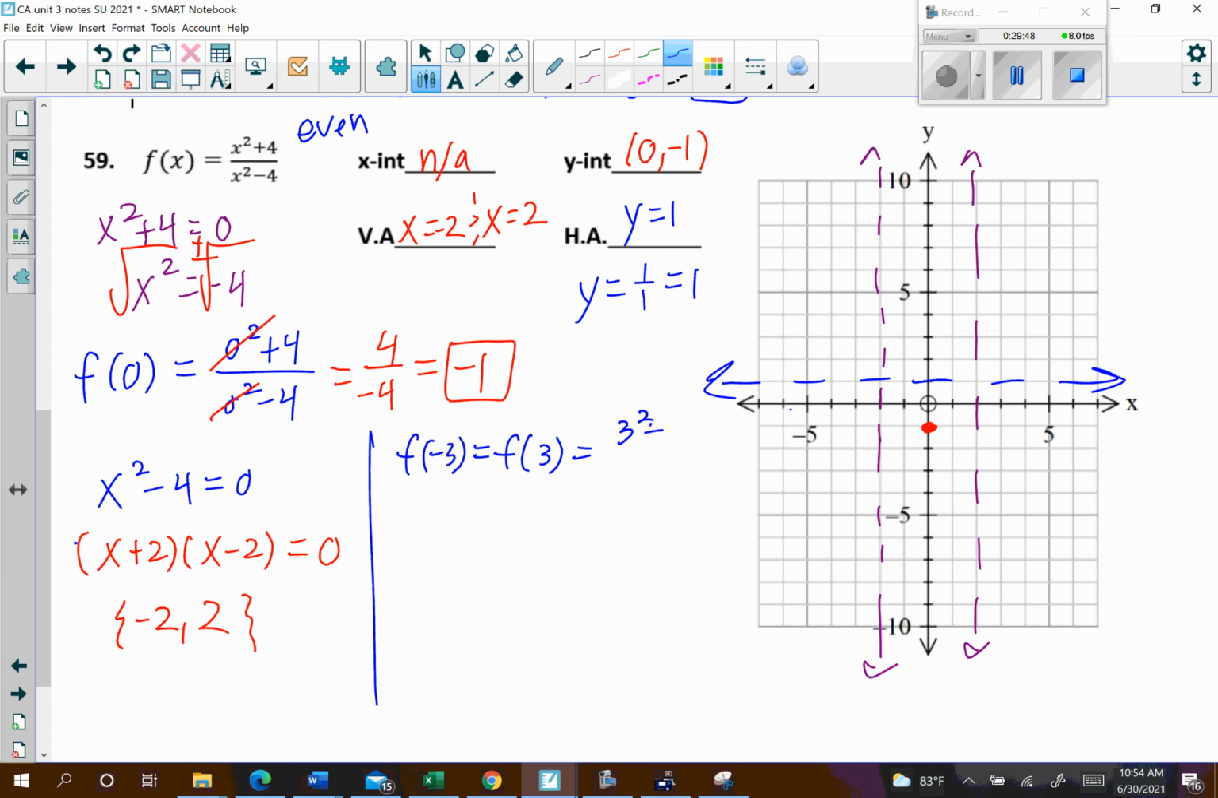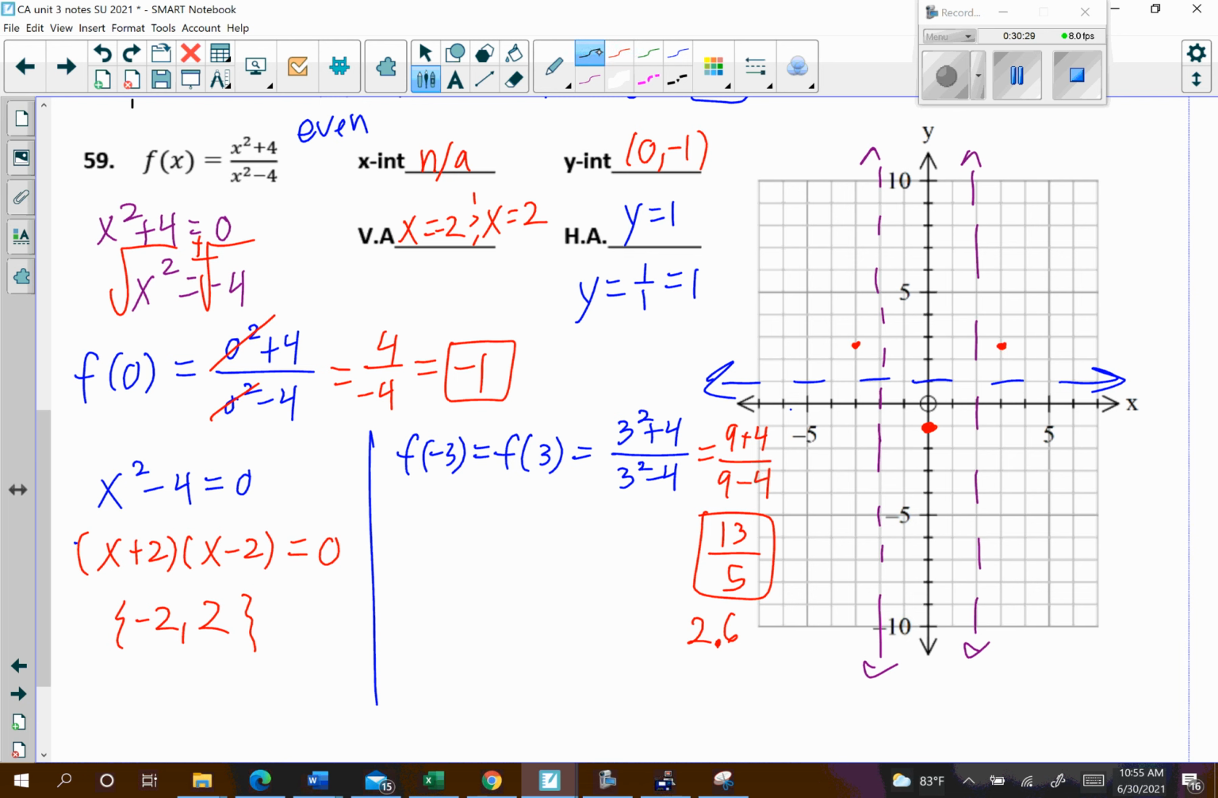So let's see, 3 squared plus 4 over 3 squared minus 4. And so we end up getting 9 plus 4 over 9 take away 4. So 9 plus 4 is 13. 9 take away 4 is 5. And you want to leave it as a fraction. Now, as a decimal, that is 2.6, just to kind of give you an idea so we know where to plot this. So let's see, at -3, we're up 2.6. And at +3, we're also up 2.6.